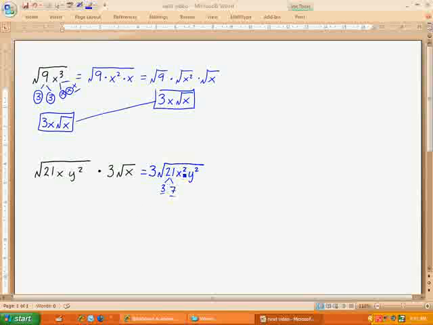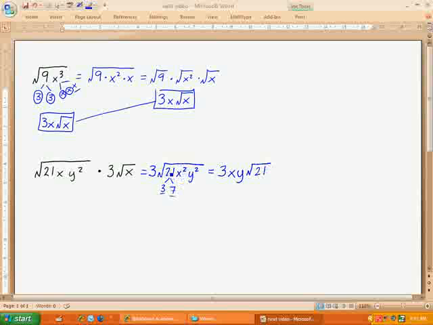However, I can take the square root of x squared. The square root of x squared is x, and the square root of y squared is y. And so I can rewrite this as 3 times x, because I took the square root of the x squared, times y, because I took the square root of the y squared, and then the leftover inside, the thing that I didn't have any squares or pairs of, is the square root of 21. So hopefully that makes sense, and you can see how we took pieces out and we left other pieces in.